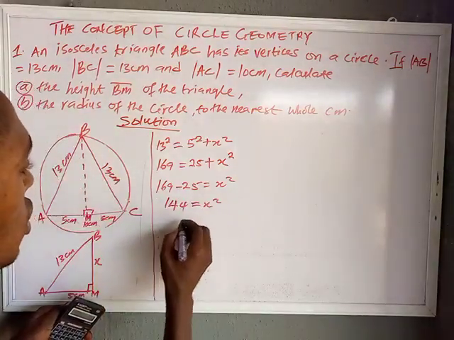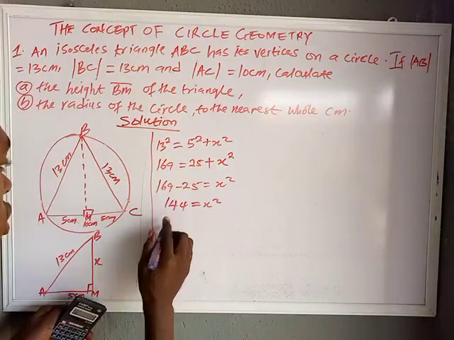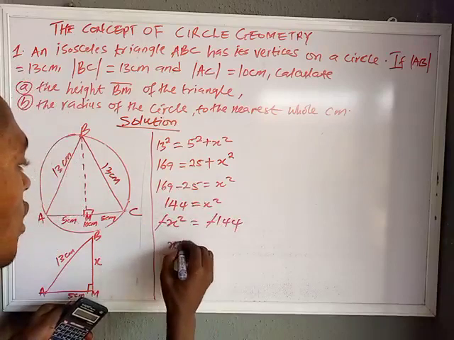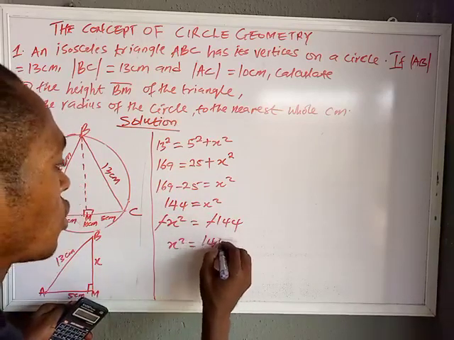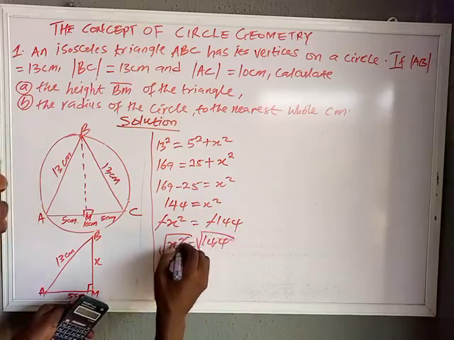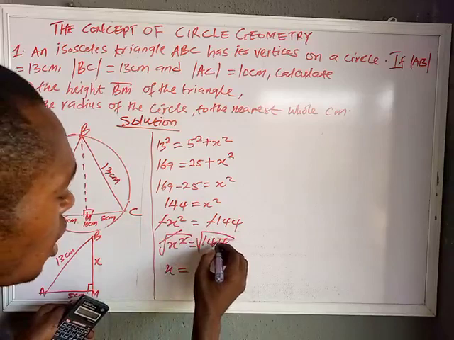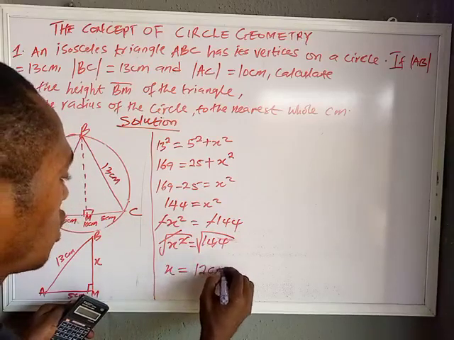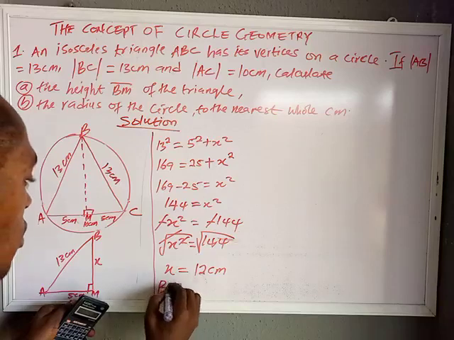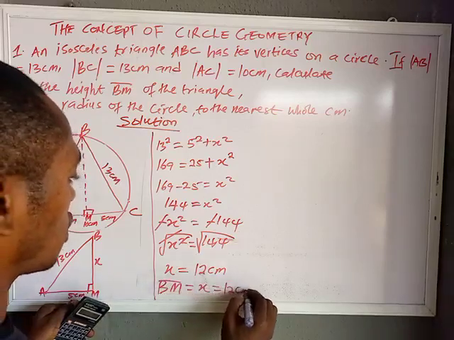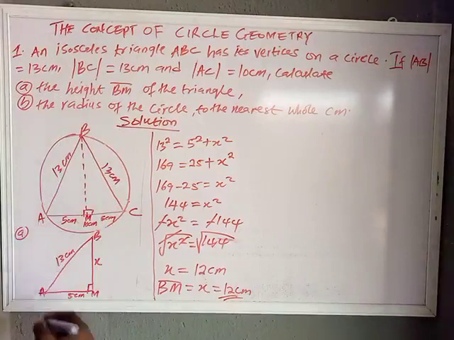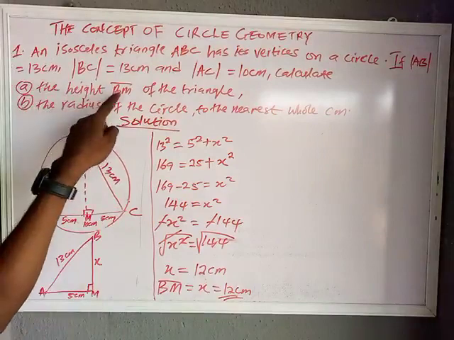If you like, you can arrange it properly, but the result is x squared equals 144. To eliminate the square, we take the square root of both sides. The square root of x squared cancels the square, so I have x equals the square root of 144, which is 12 centimeters. So BM, which is the same thing as x, is 12 centimeters. We have gotten the answer to A, the height.